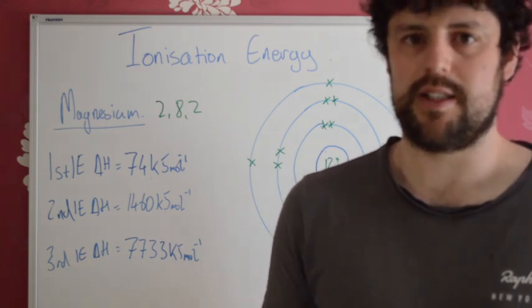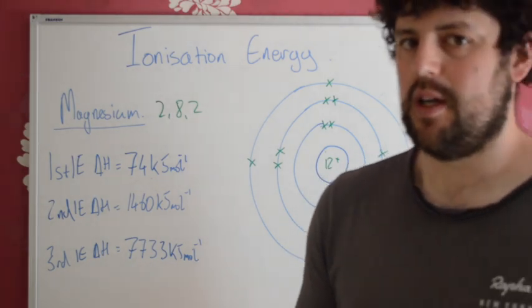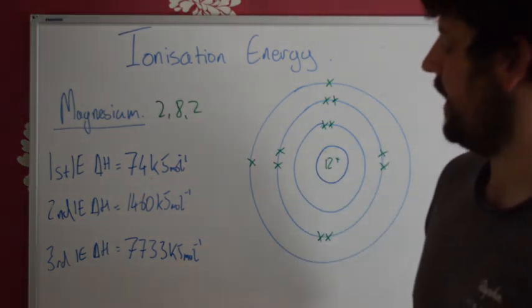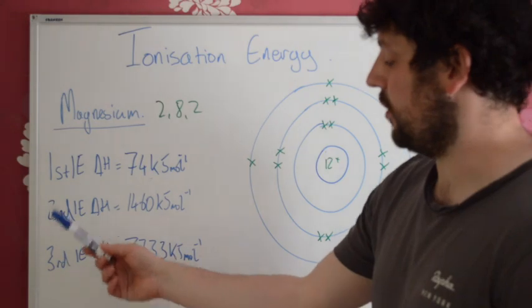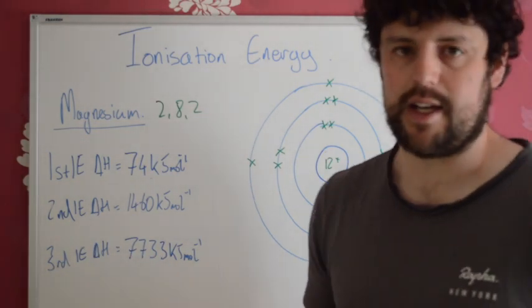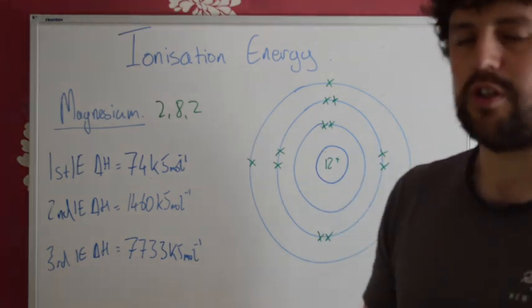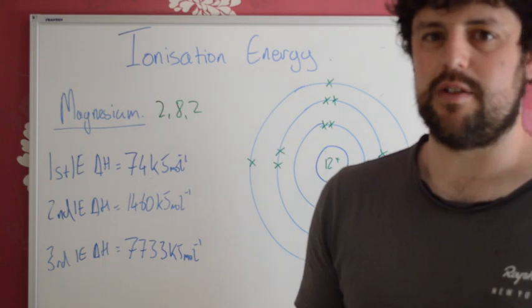I'm going to start this week's video off by answering a question I was asked this week by one of the members of the class. The question is, why on slide 31 is the third ionization of magnesium so much higher than the second ionization energy of magnesium? To answer this question, we need to take a few things into consideration.